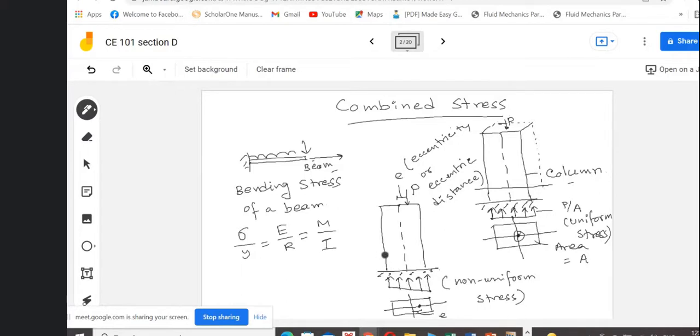So today we will look into that case, when this sort of eccentricity happens and when these maximum and minimum stresses are getting generated, what is the value of this maximum stress and the minimum stress, and how these stresses, are they helping us in designing the column or are they in a disadvantaged position? So we'll look into all those aspects.